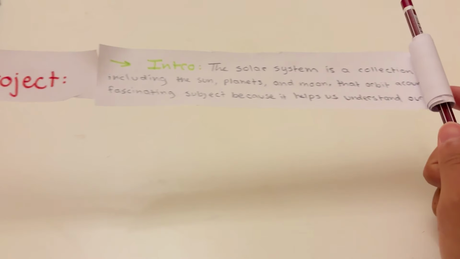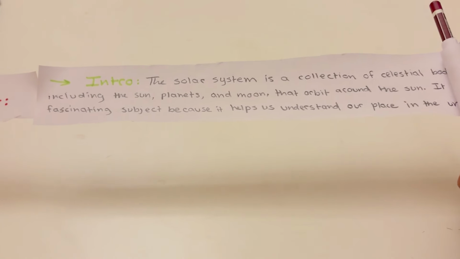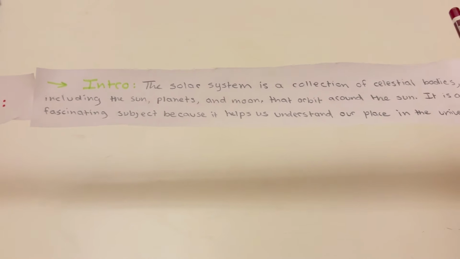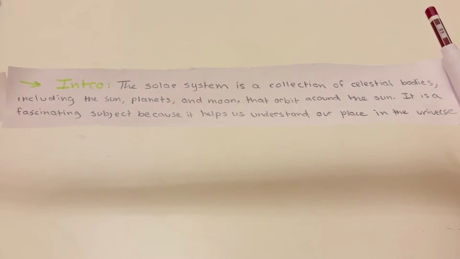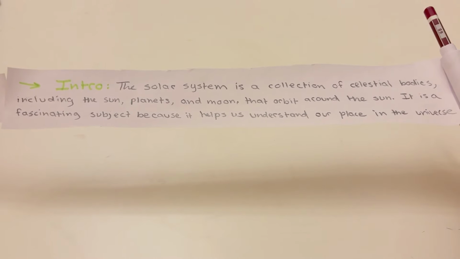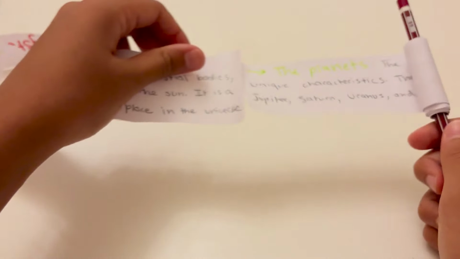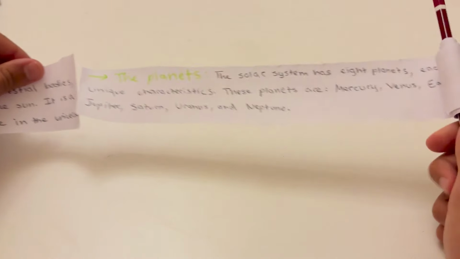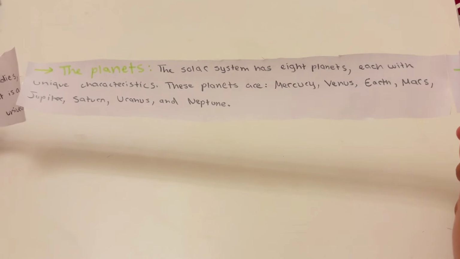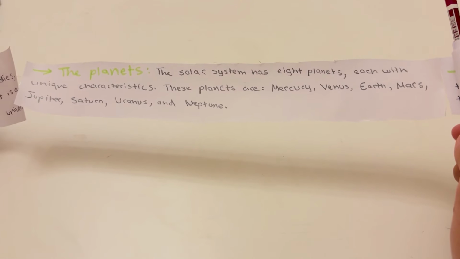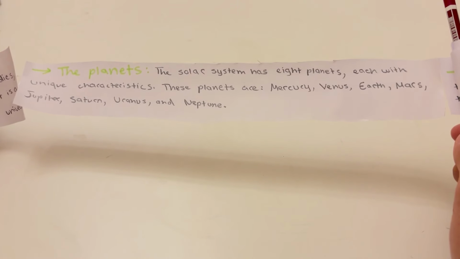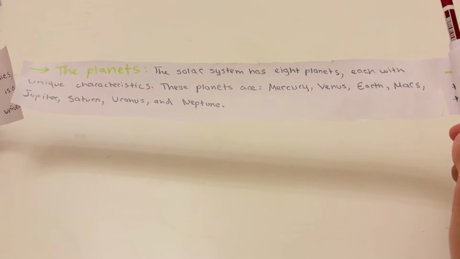The intro says that the solar system is a collection of celestial bodies, including the sun, the planets, and the moon that orbit around the sun. It's a fascinating subject because it helps us understand our place in the universe. Then we keep going, and now we talk about the planets. The solar system has 8 planets, each with unique characteristics. These planets are Mercury, Venus, Earth, Mars, Jupiter, Saturn, Uranus, and Neptune.